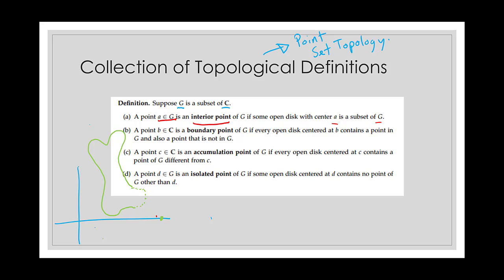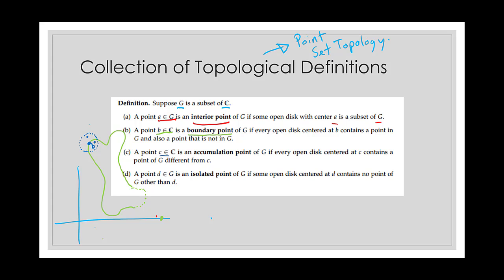Anyway, okay. So we say that a point B is a boundary point if every open disk centered at B contains a point in G and also a point not in G. So boundary points, again, kind of like what the name suggests. A boundary point is something that's sort of on the border. So let's say that's B. This would be a boundary point, because if we take any open disk centered at B, notice we're going to get a point that's inside G, but there's also a point that's outside G. So we would say that this is a boundary point.